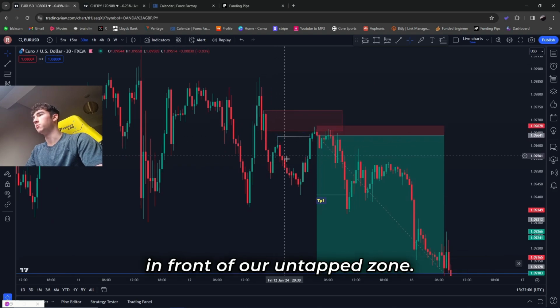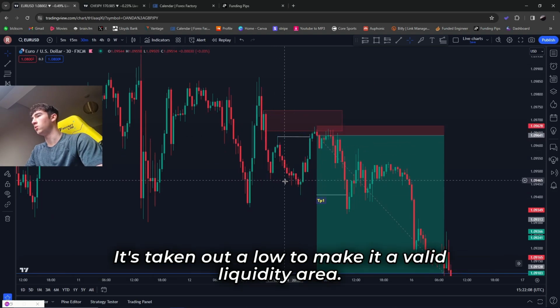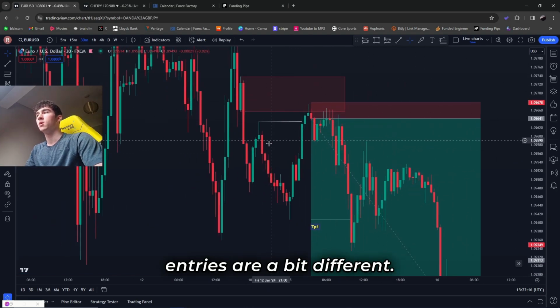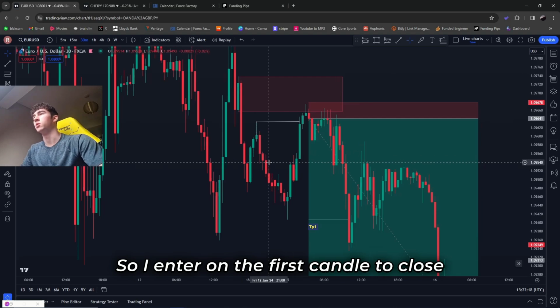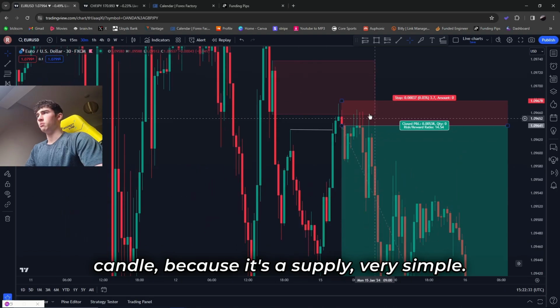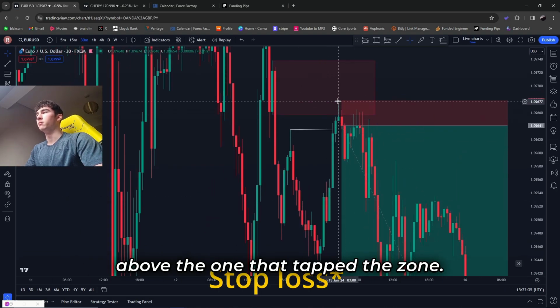Liquidity in front of our untapped zone is taken out at a low to make it a valid liquidity area. It retraces back to the zone. Now on the 30-minute, the entries are a bit different. So I enter on the first candle to close in my direction, in this case the first red candle because it's a supply. Very simple. I keep the stop about 1 pip above the candle that tapped the zone.